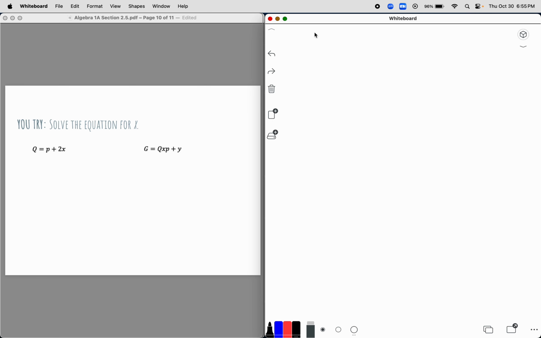So we have q equals p plus 2x. We want the x all by itself. What's happening to x? Well, 2 things are happening to x. Thing number 1, x is being added by this p. And we want to get rid of it, right? So I'm going to get rid of it by subtracting by p. What I do on one side, you do to the other.